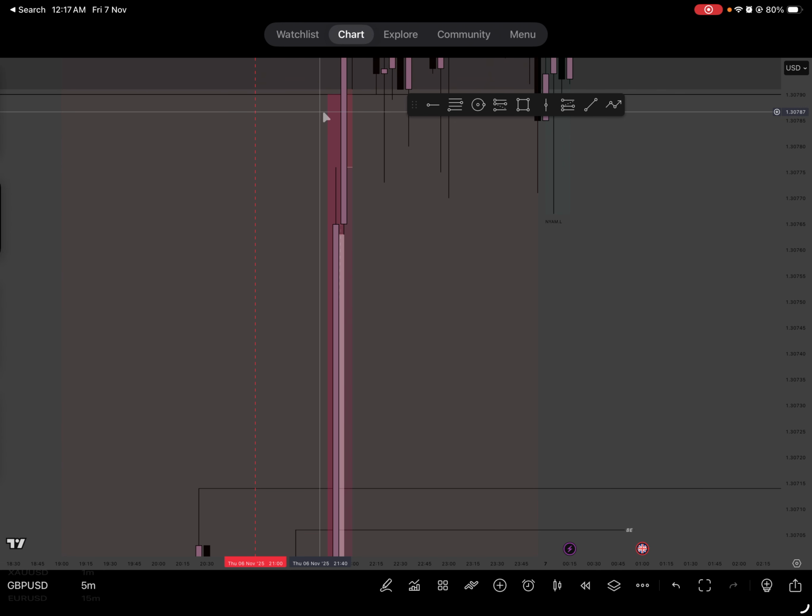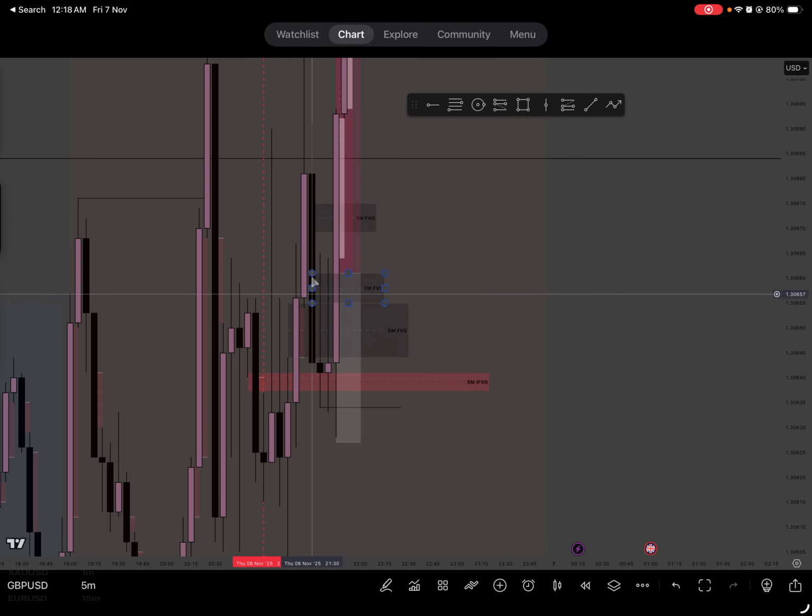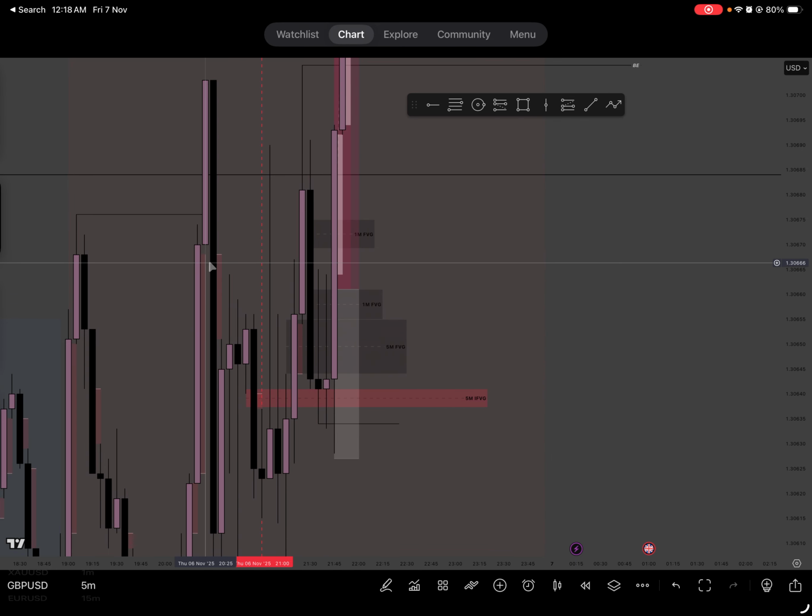This 5 minute fair value gap here didn't hold, right? We closed below it, right? But again, what's within this leg? This 5 minute bearish inverse, right? Which acts as some form of support and resistance, like we talked about before here, right?